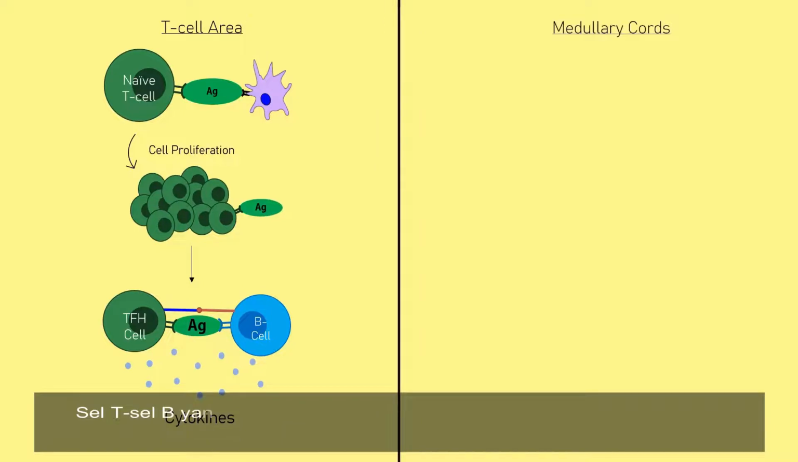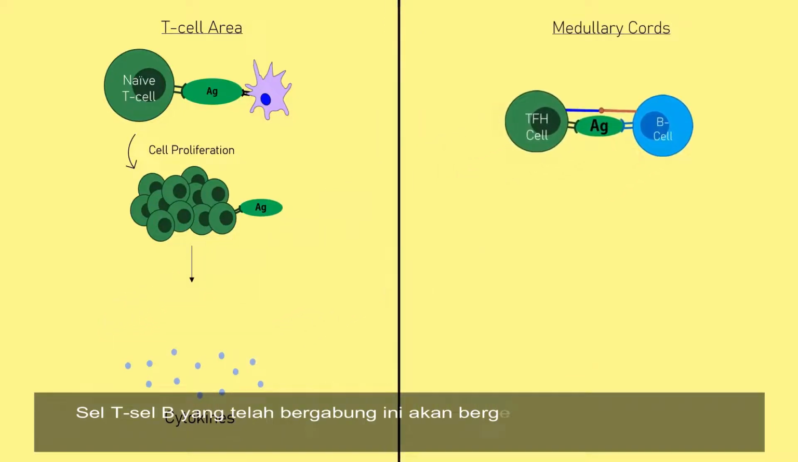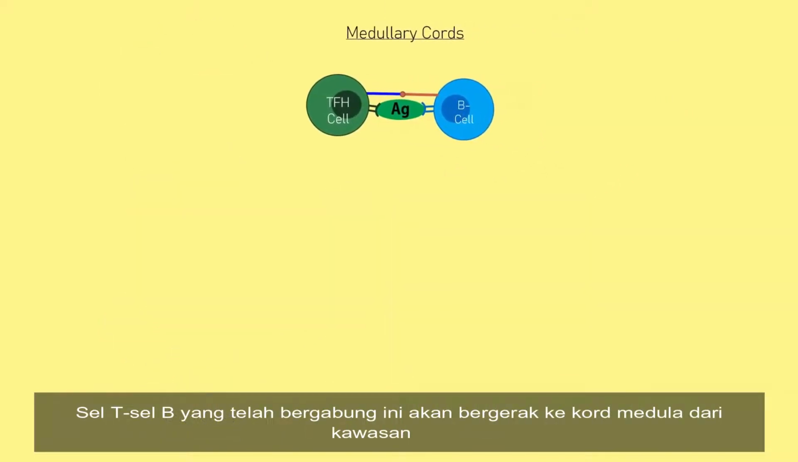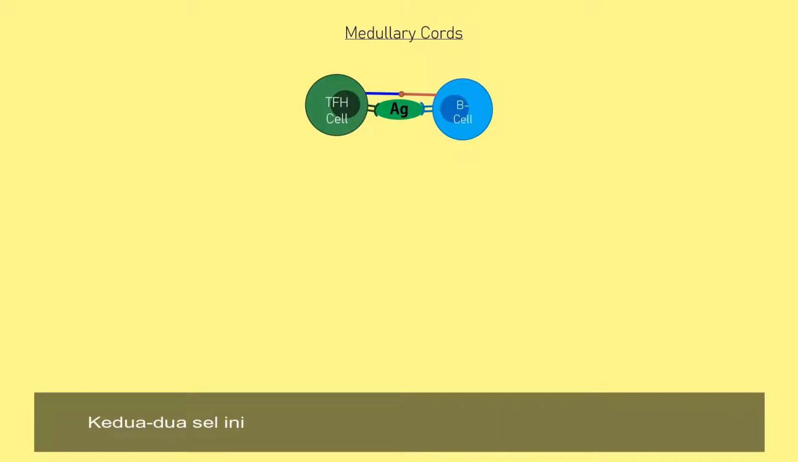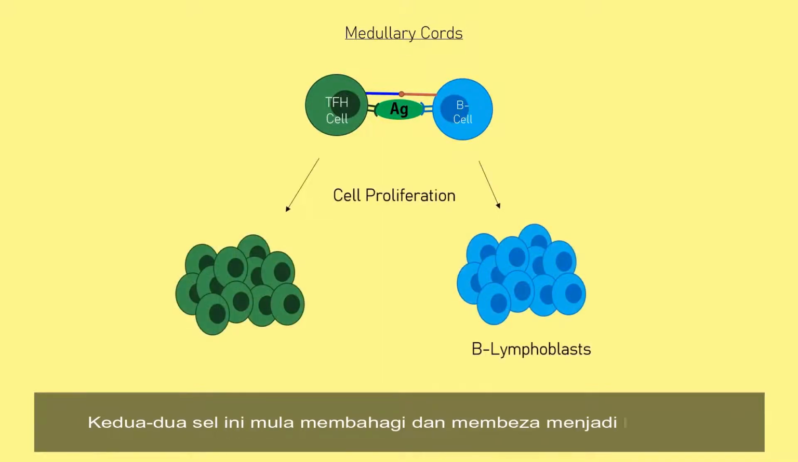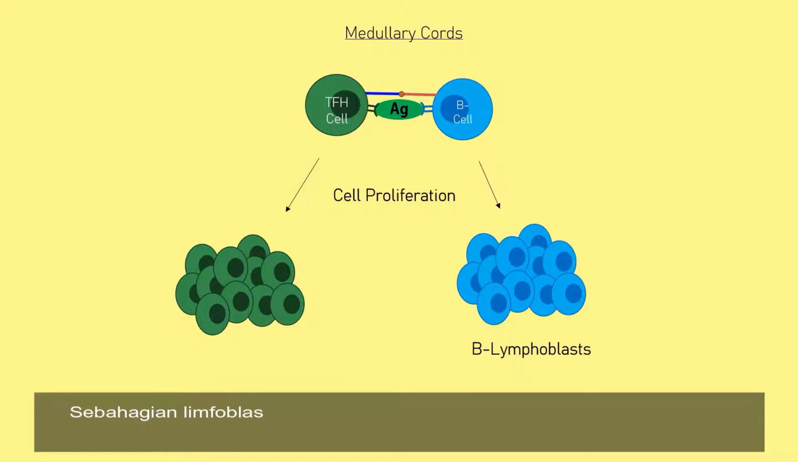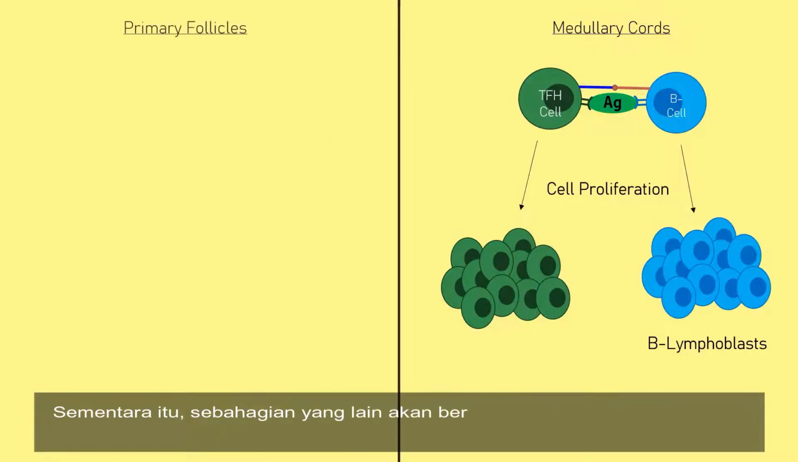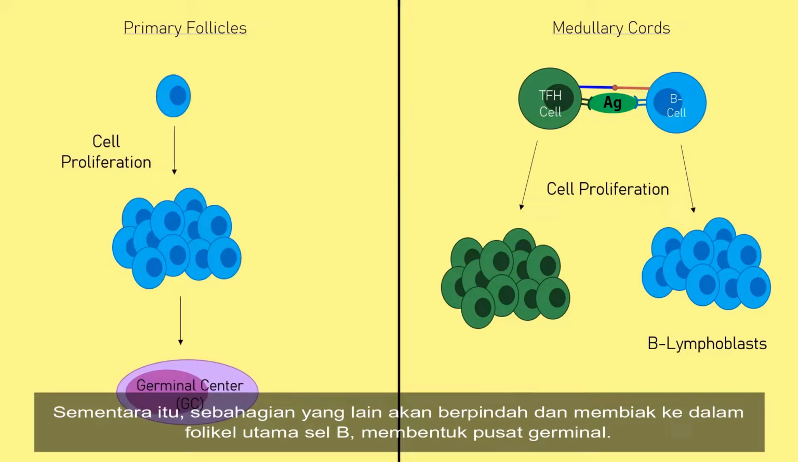This conjugated T cell, B cell, will migrate to the medullary cortex from the T cell area. Both cells begin to proliferate and differentiate into lymphoblasts. Some lymphoblasts will remain and develop into plasma cells in the medullary cortex. Meanwhile, some of them will migrate and proliferate into the B cell's primary follicles, forming a germinal center.